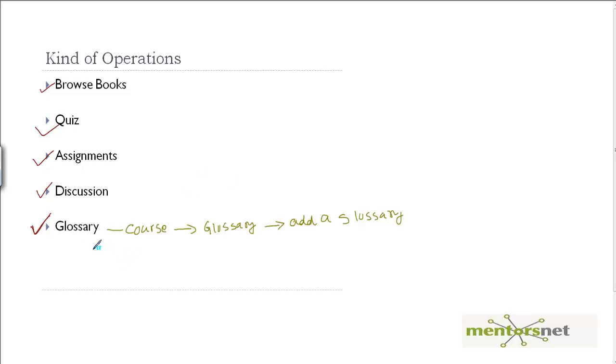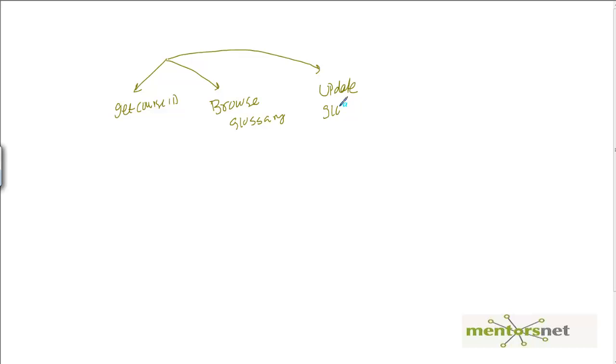If you see, we can divide this script into three parts. The first part is to get a random course, and to get a random course we already know there is a function called get course ID. The next thing is, once we get the course ID, we are going to go to the glossary. Let's call this browse glossary. And after browse glossary, we can insert a new glossary item. Okay, so these are the three functions that we need to write.